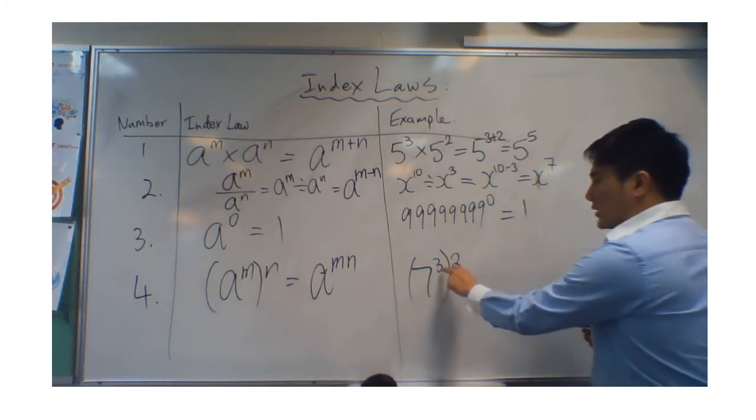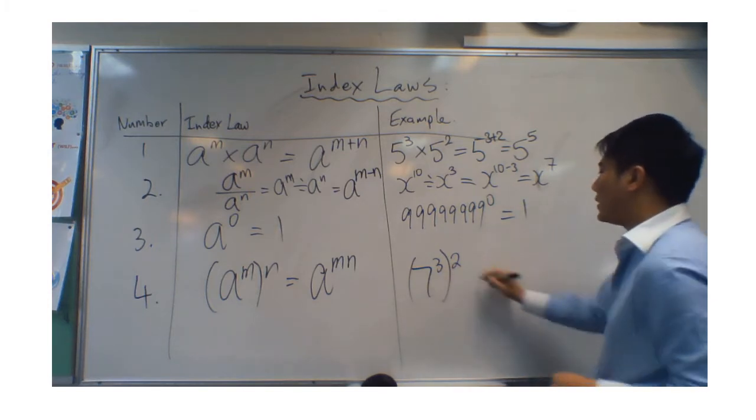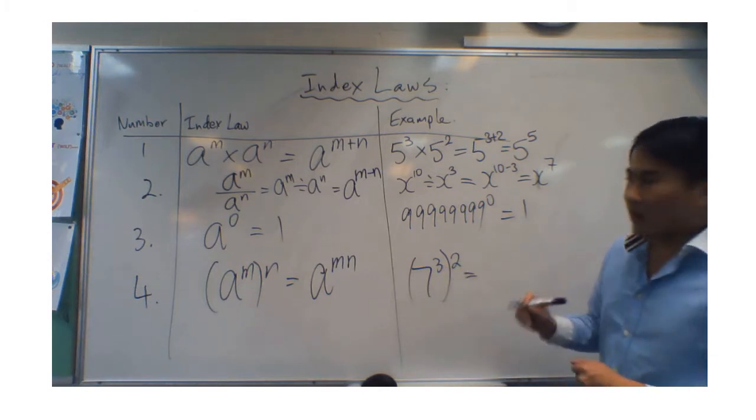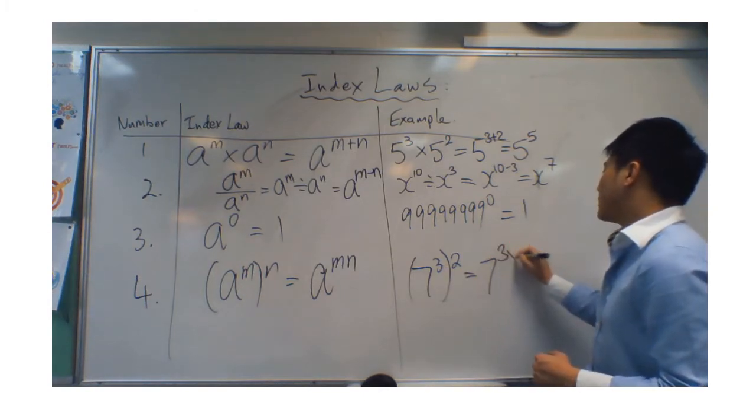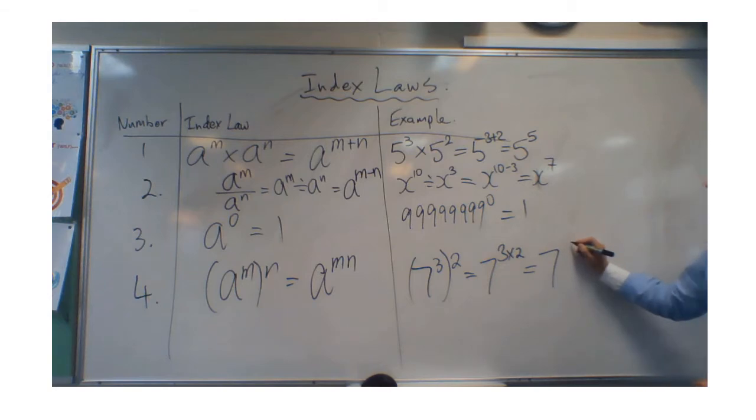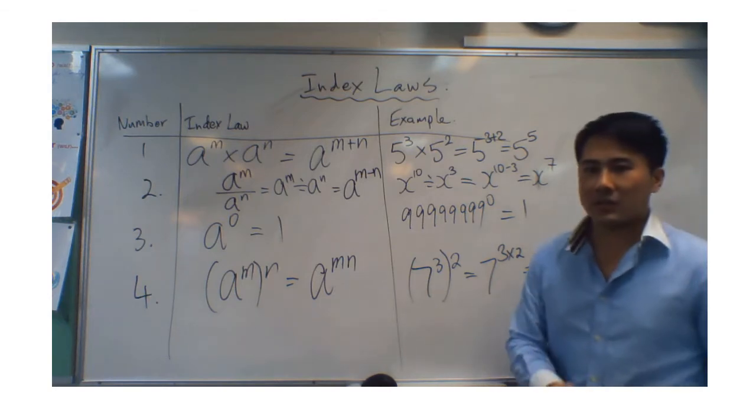Okay, I'm raising a power, and then I'm raising it to another power. I just multiply the powers together. 7, 3 times 2, 7 to the power of 6.